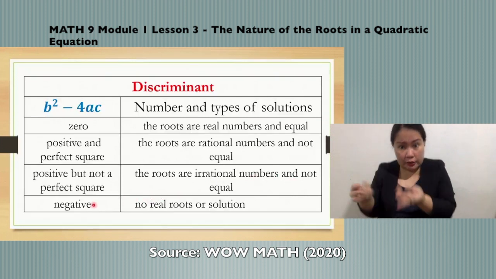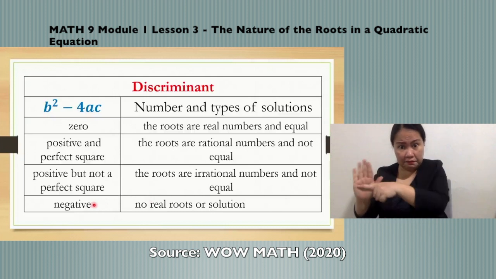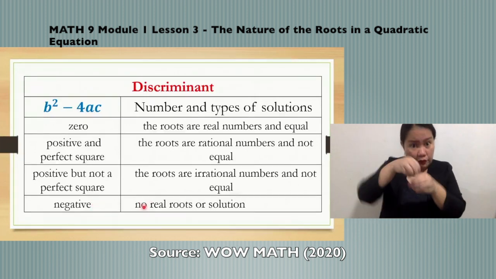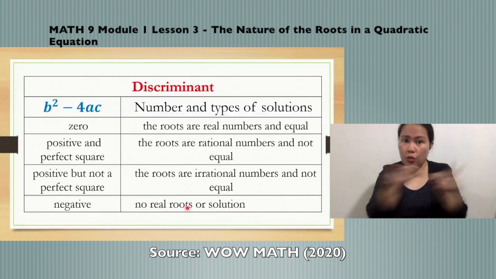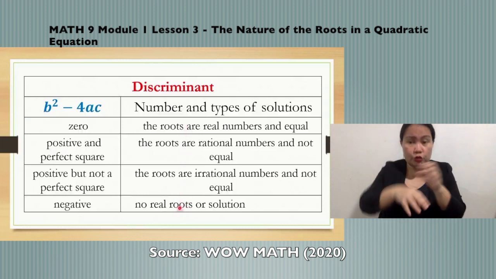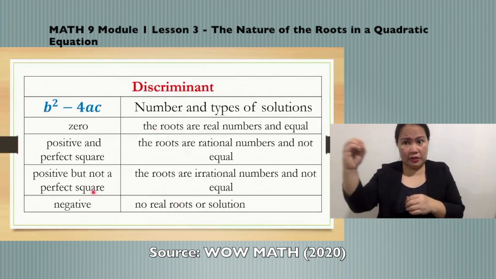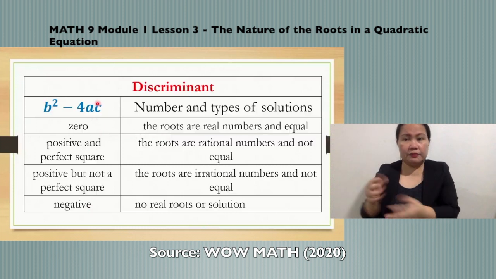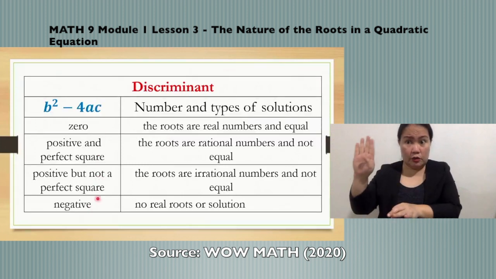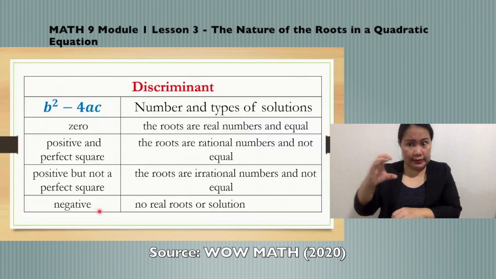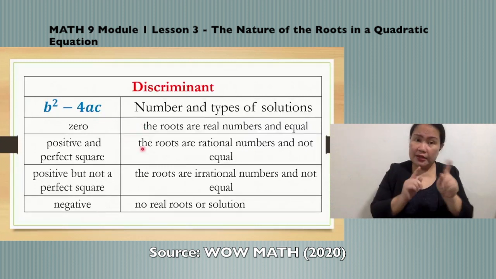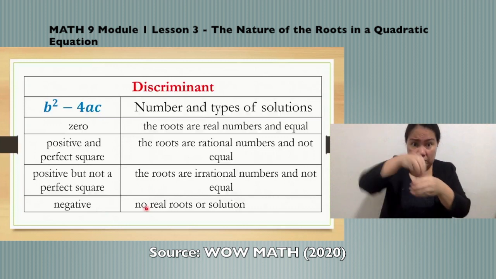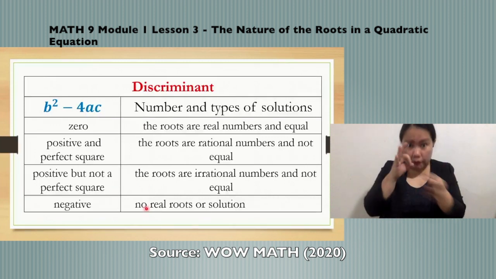But if the result is negative, the nature of the roots for the quadratic formula has no real roots or solution. So, ito lang ang tatandaan natin. So, itong mga to, kapag ginamit mo ang discriminant, uulitin ko, at ito ang lumabas, depende sa result, malalaman mo na agad kung ano ang roots or solution na lalabas sa quadratic formula kapag nag-solve ka nito.